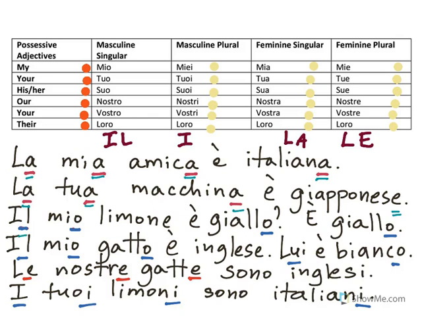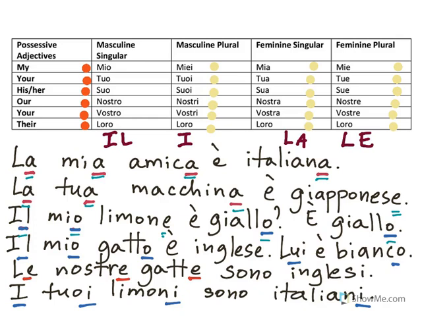Next one is il mio limone è giallo. Definite article. Il mio, possessive, masculine, singular. Limone, a word that could be either masculine or feminine, but you know that it is masculine, that's why you're using the possessive in the masculine. Giallo, adjective, that it is masculine, singular.